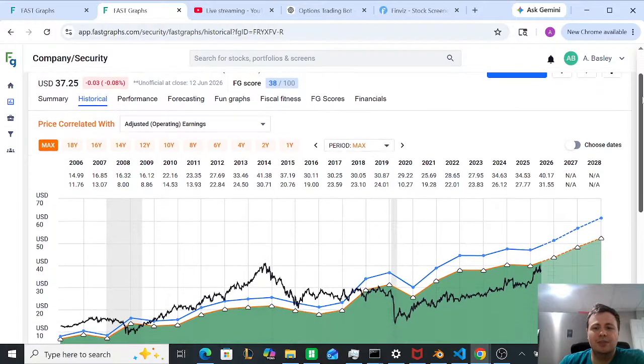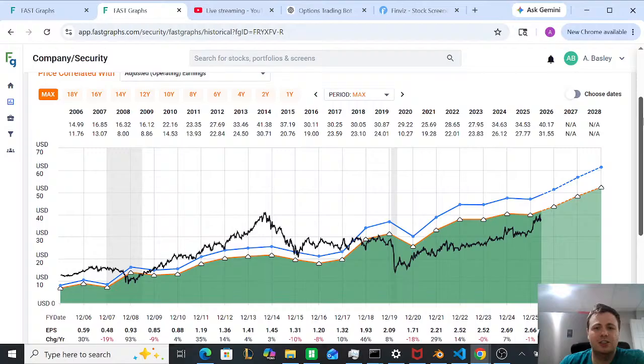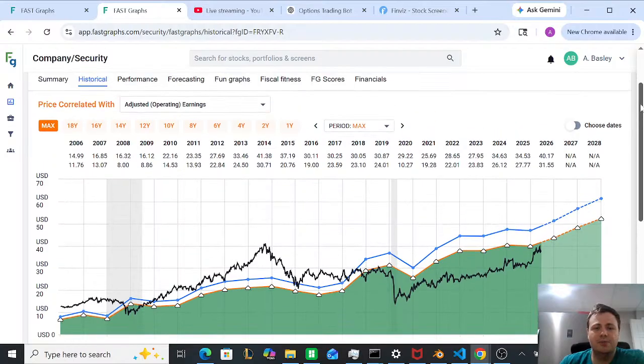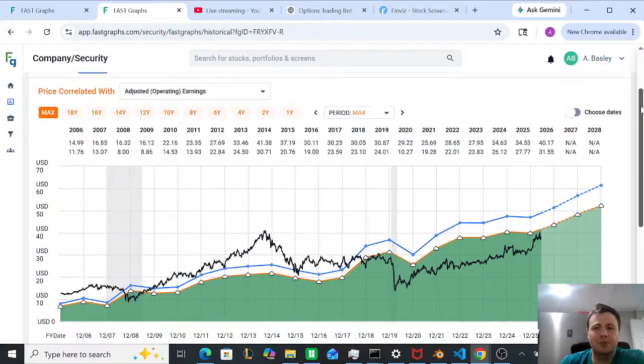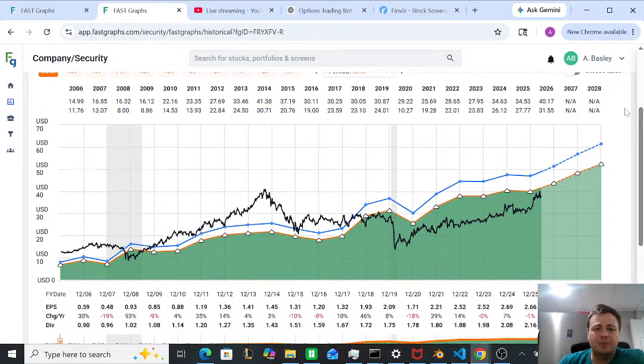So this is actually a limited partnership, not just a stock. So it has some special things about it. But to get started, I wanted to talk about what we're looking at when we see this graph.